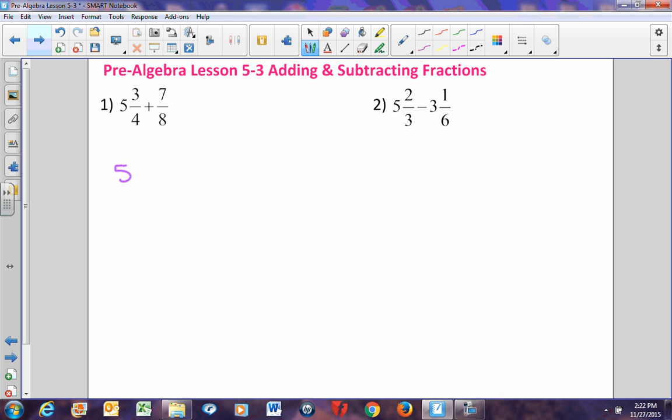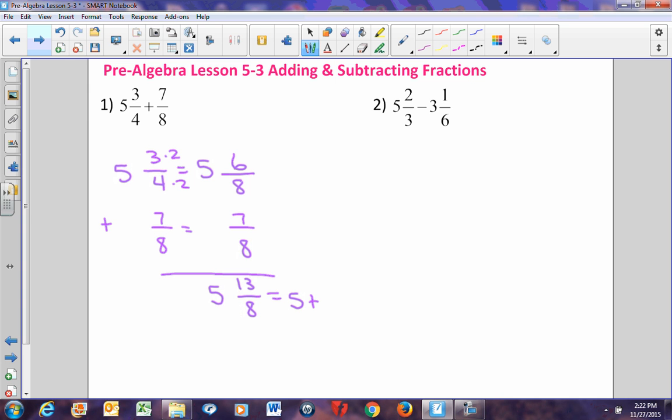So 5 3/4 plus 7/8. Common denominator is 8, so I'm going to keep my 5, make this an 8, and I'm just going to keep this fraction just as I see it. 4 times 2 is 8, 3 times 2 is 6. So I have 5, 6 and 7 is 13/8. I cannot leave this as 5 13/8 because 13/8 is an improper fraction. So this is the same thing as saying 5 plus 8 goes into 13 one time with 5/8 left over. So it's 5 plus 1 and 5/8, so it becomes 6 and 5/8.